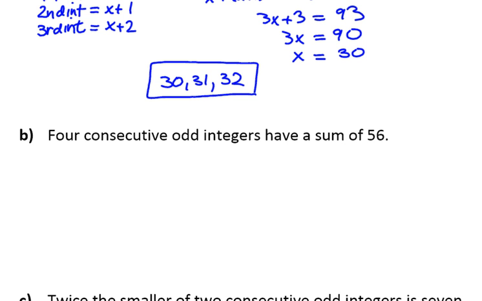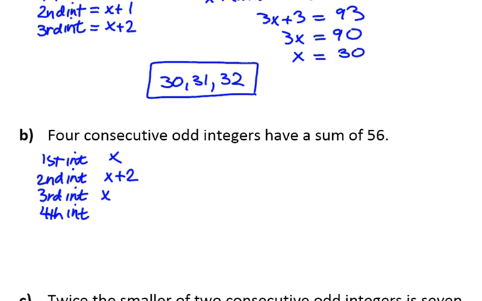B, four consecutive odd integers have a sum of 56. So we're going to have a first integer, a second integer, a third integer, and a fourth integer. The first one is always x. The next one, since it's odd, will be x plus 2, then x plus 4, and the one after that, add 2 more, x plus 6.